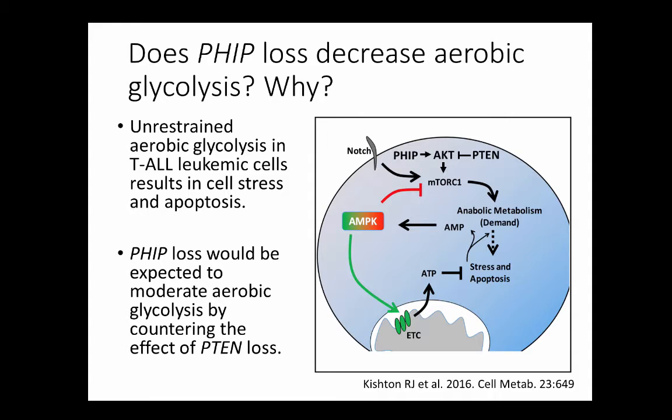And in our case, we have patients with PTEN loss, which would be expected to increase AKT activity and therefore also increase this pathway. But concomitant to that, we have loss of PHIP, which would counter that. So perhaps PHIP loss would be expected to moderate aerobic glycolysis by countering the effect of PTEN loss. This is very preliminary and we need to work it up more, but it's kind of interesting that there is some recent evidence showing that this would actually make logical sense in T-ALL.